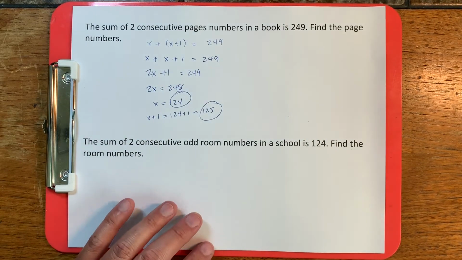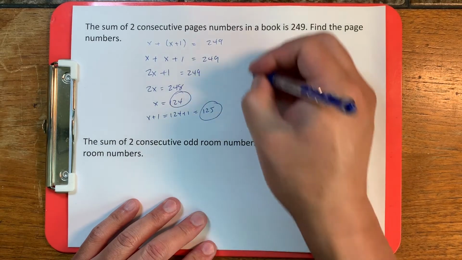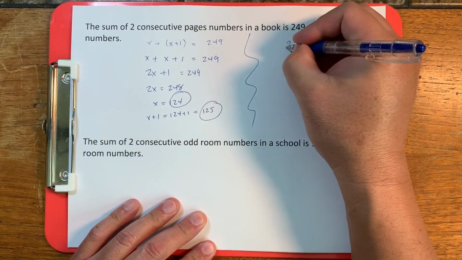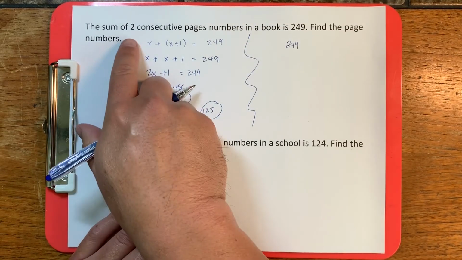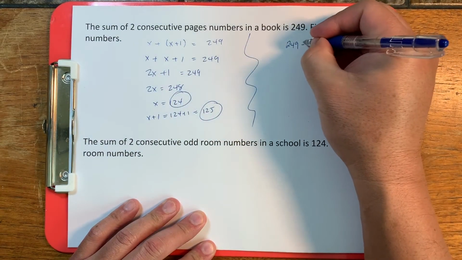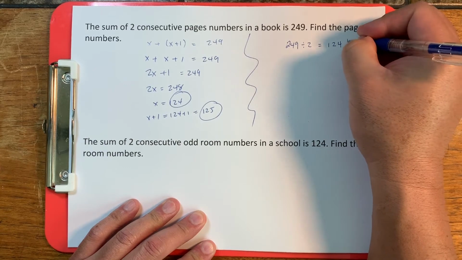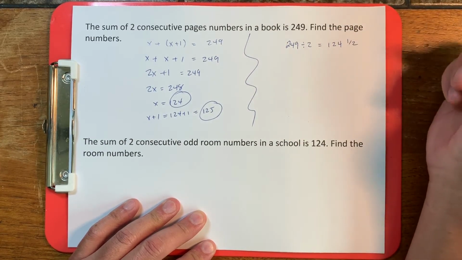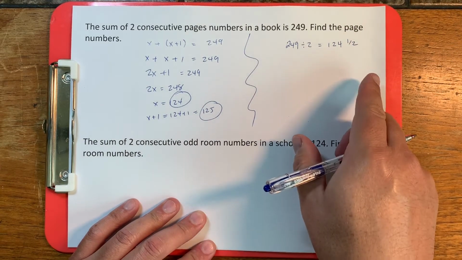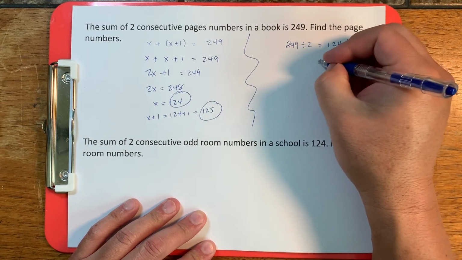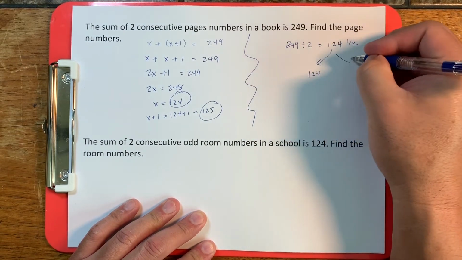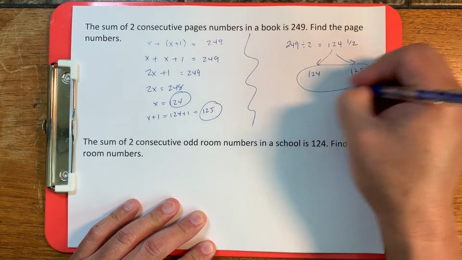Okay. Now, if we use the cheat method, we can say 249, and we're looking at 2 pages, so we're going to divide by 2, and we'll get 124.5. And if you say, what are the 2 numbers that are before and after 124.5, you'll get 124 and 125. The same answer.